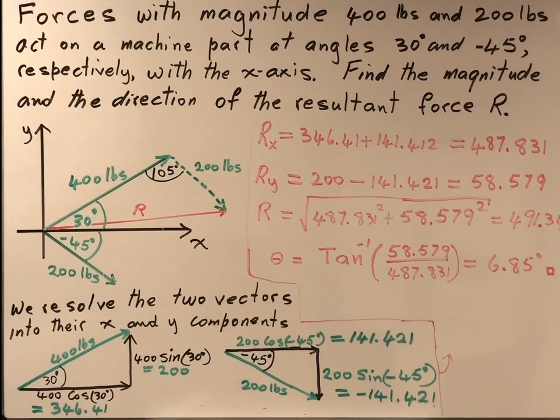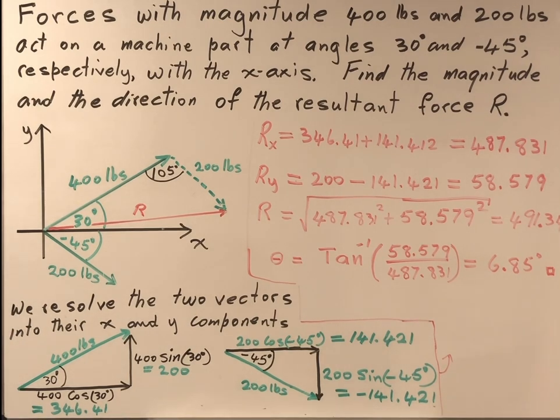Let's look at this next example. Forces with magnitude 400 pounds and 200 pounds act on a machine part at angles 30 degrees and negative 45 degrees respectively with the x-axis. Find the magnitude and the direction of the resultant force.